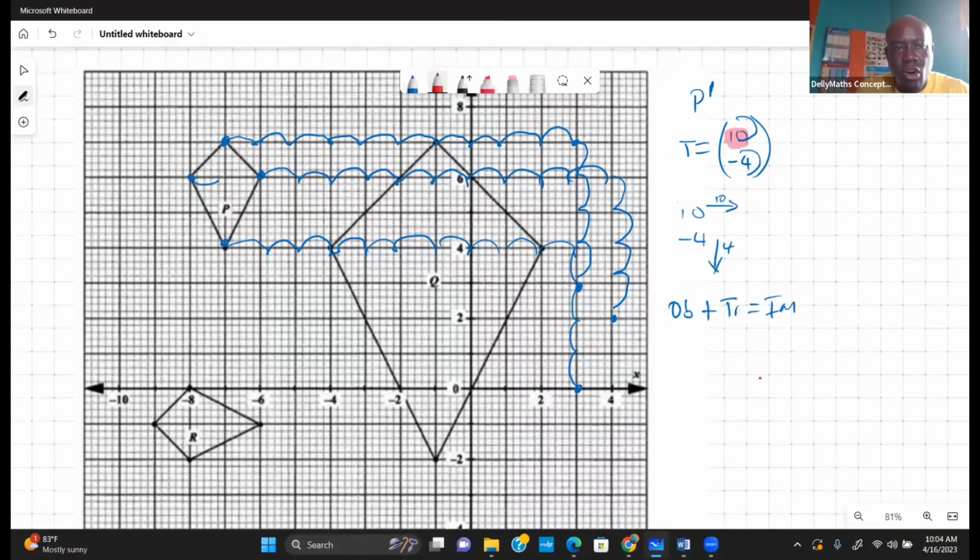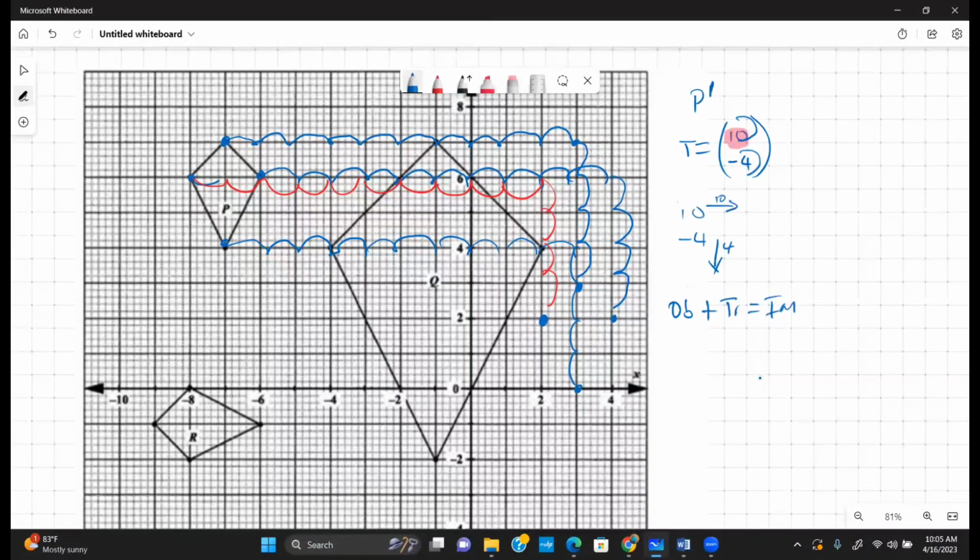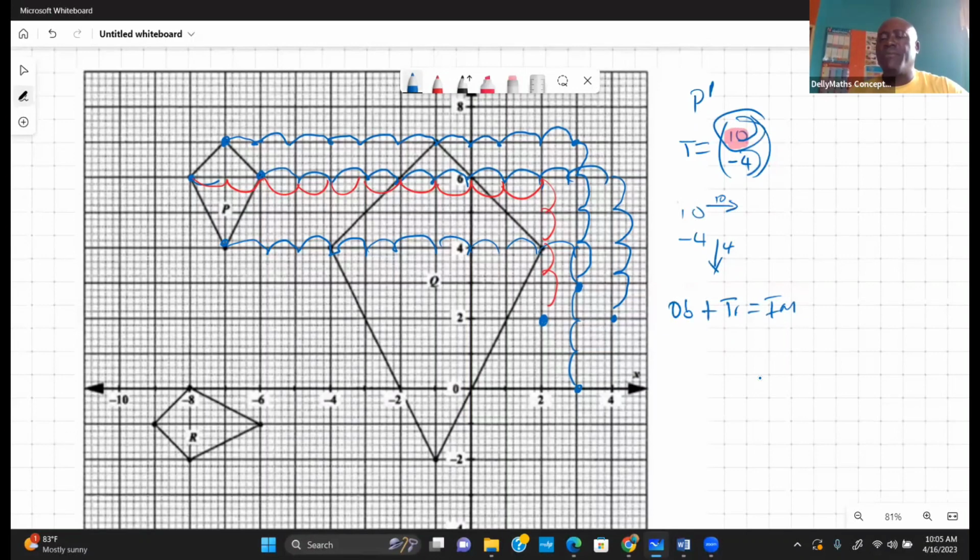Let me change the marker because it's going to overlap. 1 to 10 to the right, 4 down: 1, 2, 3, 4. So it ends up here. Everybody can see the point we're making? As long as you remember, the top number goes left or right, and the bottom number goes up or down. Positive goes to the right, negative goes to the left. Positive goes up, negative goes down.